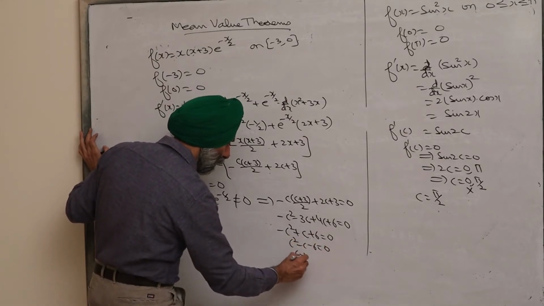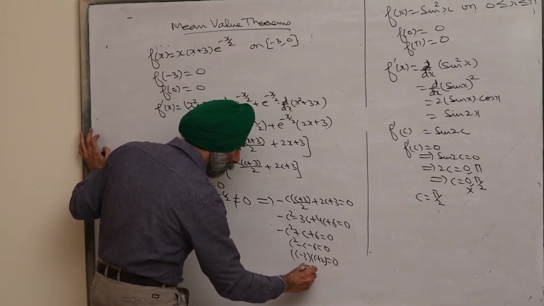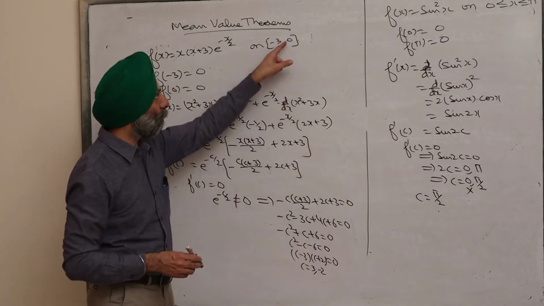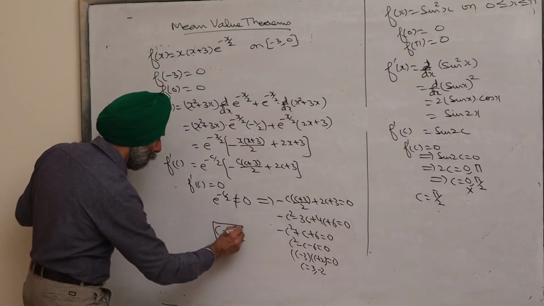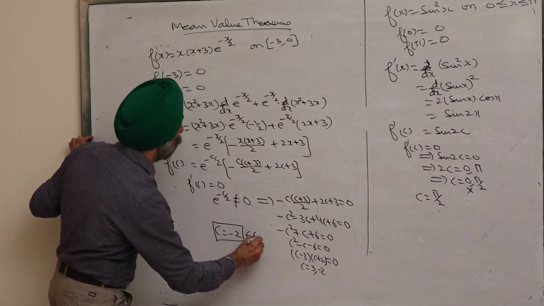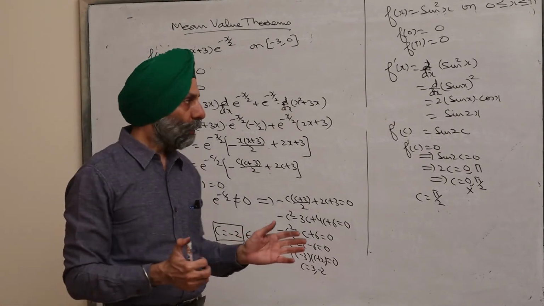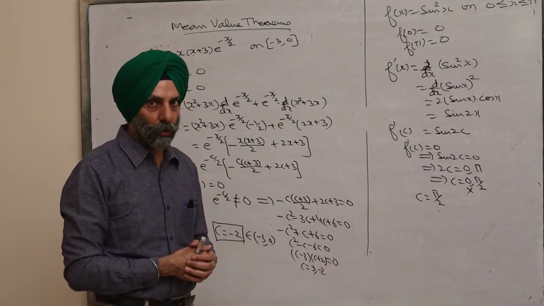That means (c minus 3)(c plus 2) equals 0. So the two possibilities are 3 or minus 2. 3 does not belong to this interval, so the only possibility is that c is equal to minus 2, which belongs to the open interval minus 3 to 0. So this way we can solve the questions relating to Rolle's theorem.